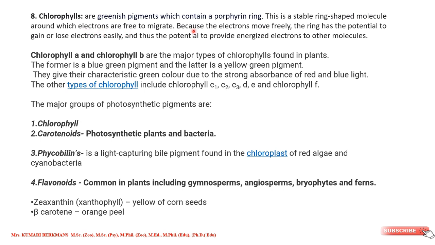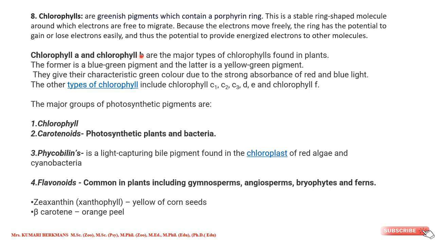Because the electrons move freely, the ring has the potential to gain or lose electrons easily. The electrons jump here and there, so the porphyrin ring may lose or gain them, and thus has the potential to provide energized electrons to other molecules. So when an electron jumps, it is energized.